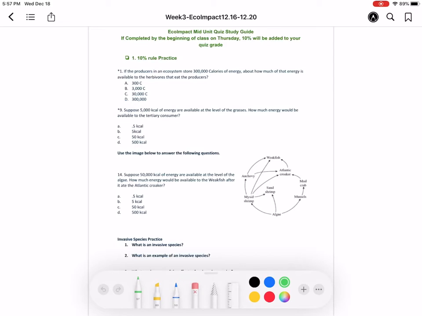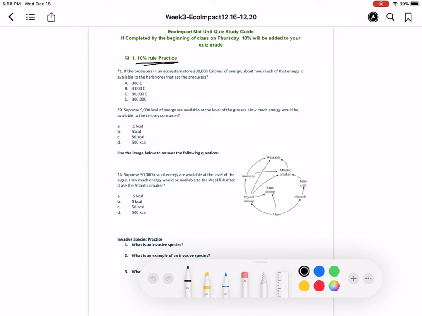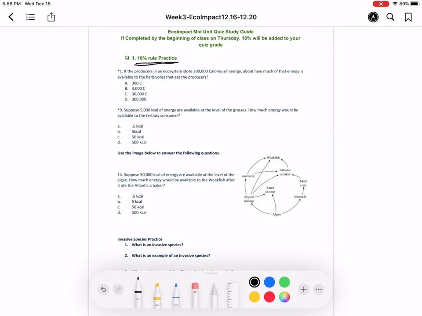So in this video, I want to really quickly go over parts of the study guide just to make sure that you are in a good place for tomorrow, okay, for your test. So I'm going to just do kind of one problem for each section, and then hopefully that'll get you started. Okay, so for the 10% rule, remember only 10% goes from one level to the next.